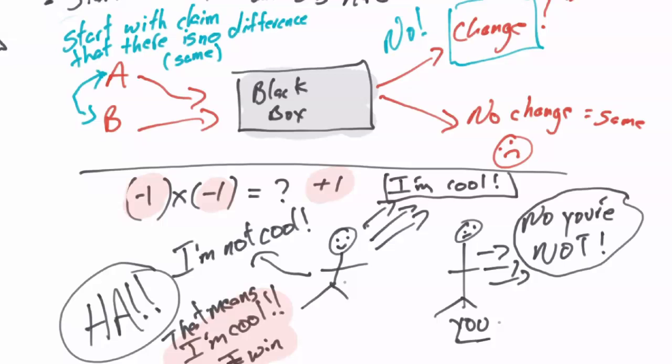Now, if you start out with the two data sets and say that there is no difference, that they're the same, and the black box agrees with you, well, if the black box agrees that there's no change, then there is no change, and they are the same. So no to no change is what we're hoping for when we use these black boxes.